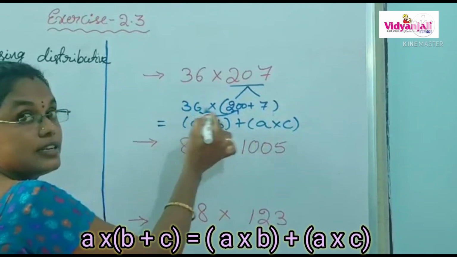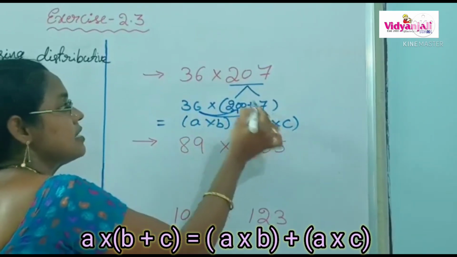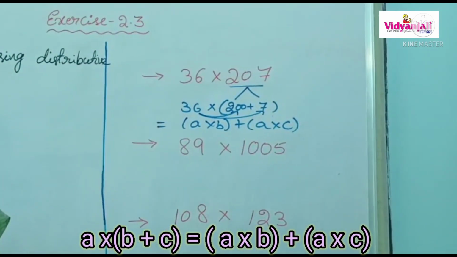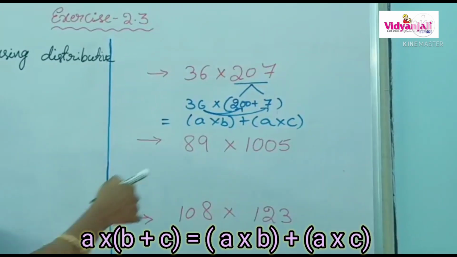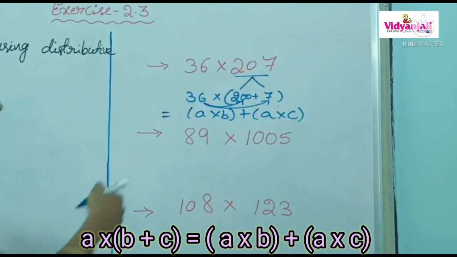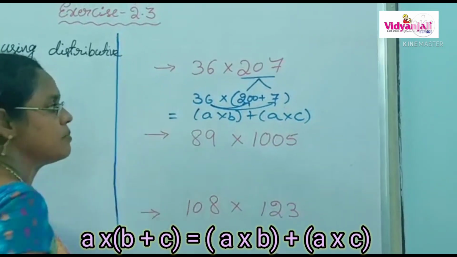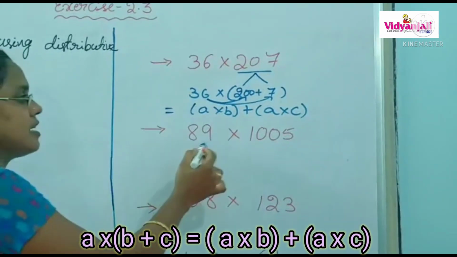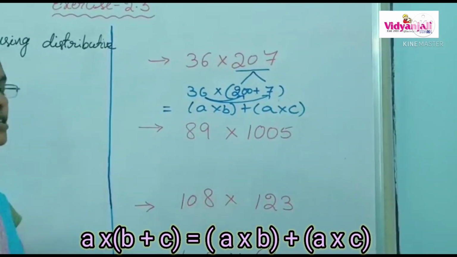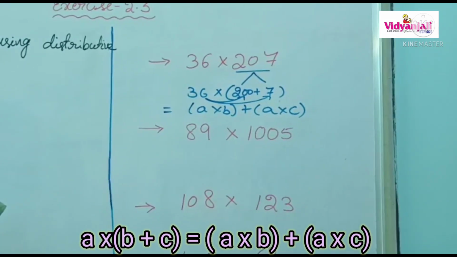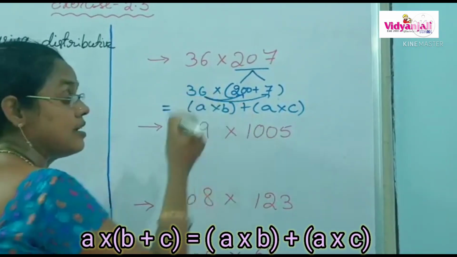Once again, 36 into 200 plus 36 into 7. Okay. Now, let us try how to split the numbers in the second example. See the numbers in the second example: 89 into 1005. So, which number is easy to split? Very easy to understand here.